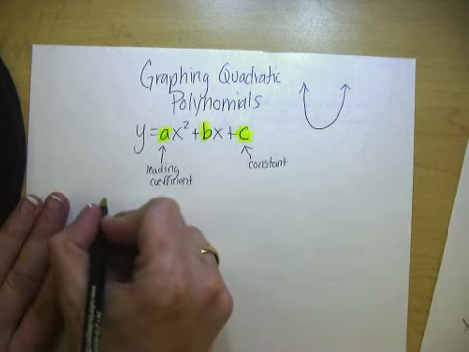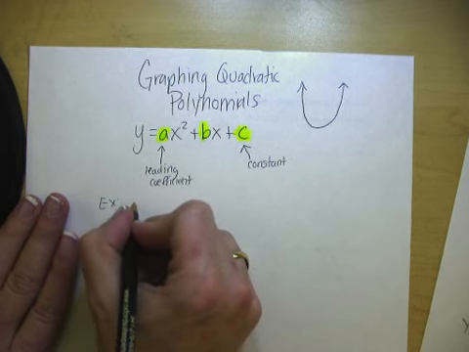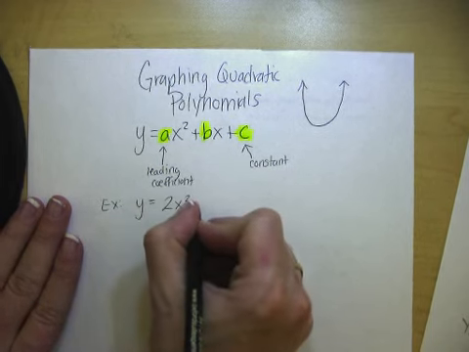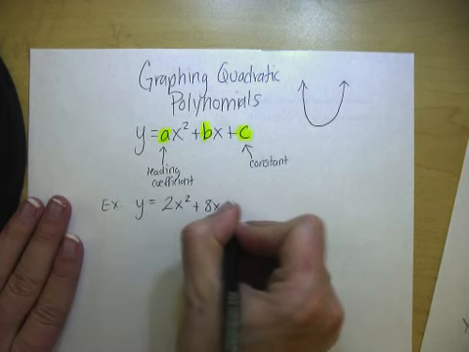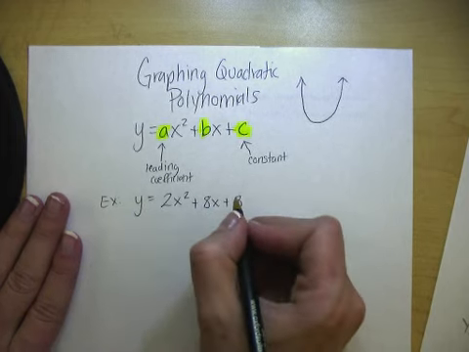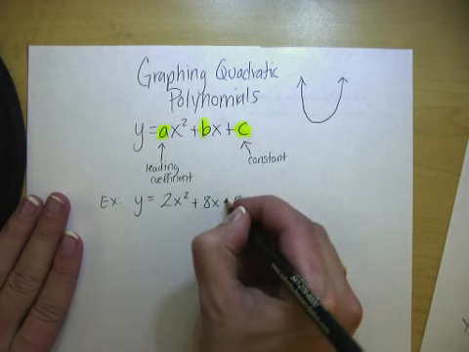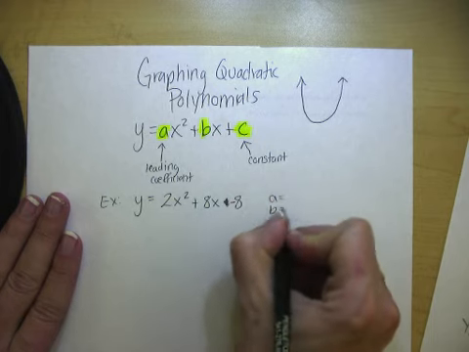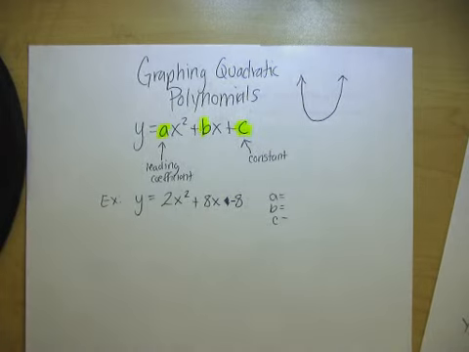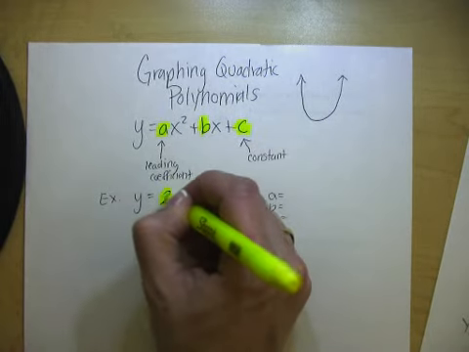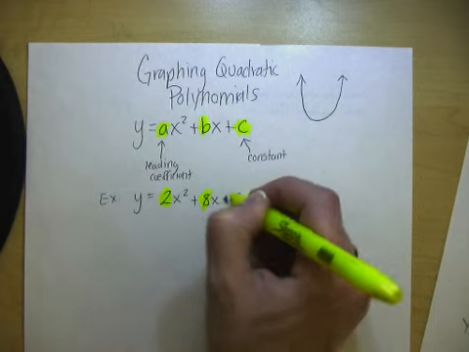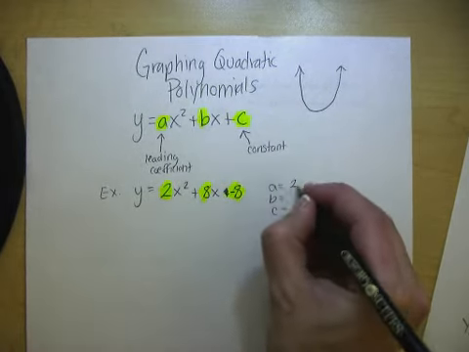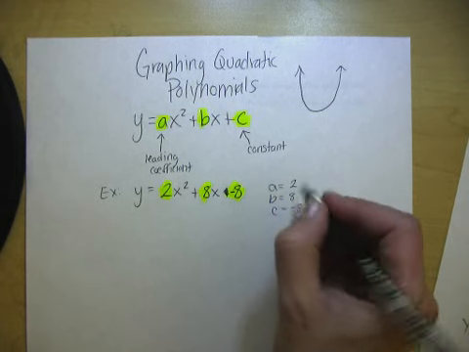So anytime that you're given a quadratic equation in standard form, so I'm just going to make up an example here. It's often helpful, we'll make this minus 8, it's often helpful to pull out what A, B, and C are. So, if you want to, you could even highlight. I see A is 2, B is 8, and C, my constant, is negative 8. So 2, 8, and negative 8.